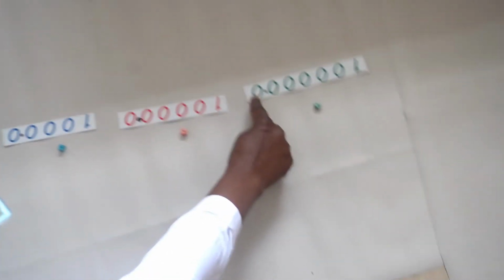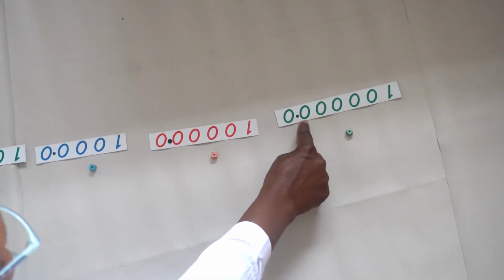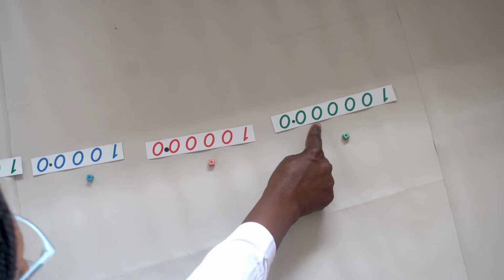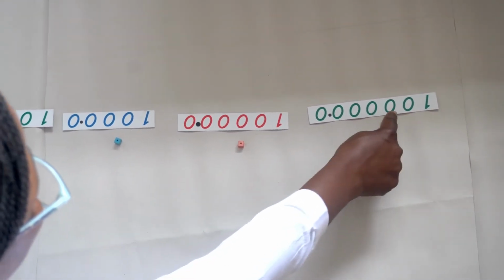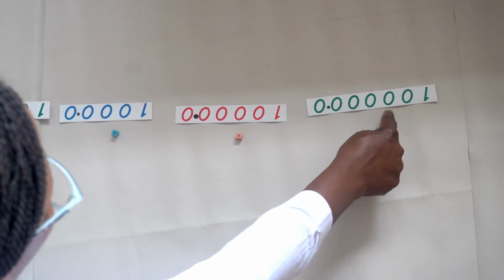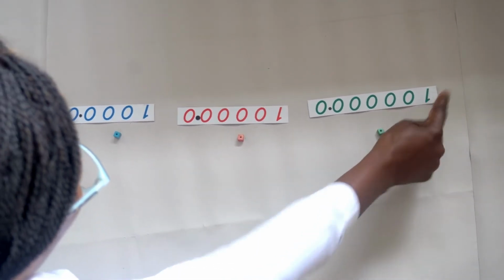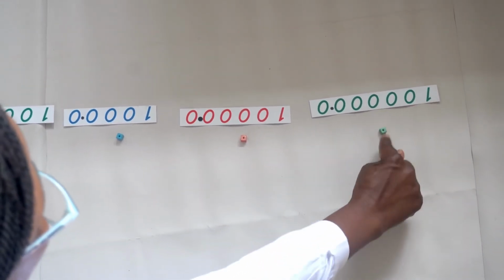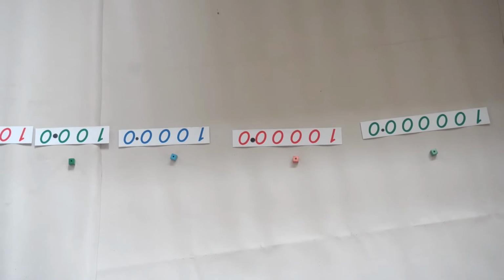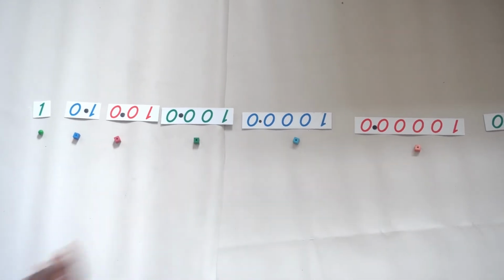Now look at the millionth. In the unit place is 0. Then in the 10th place is 0. In the 100th place is 0. In the 1000th place is 0. In the 10,000th place is 0. In the 100,000th place is 0. And the next place is in the millionth place. So this is 1 millionth. But you know what? I actually have cards that we use to notate these quantities.